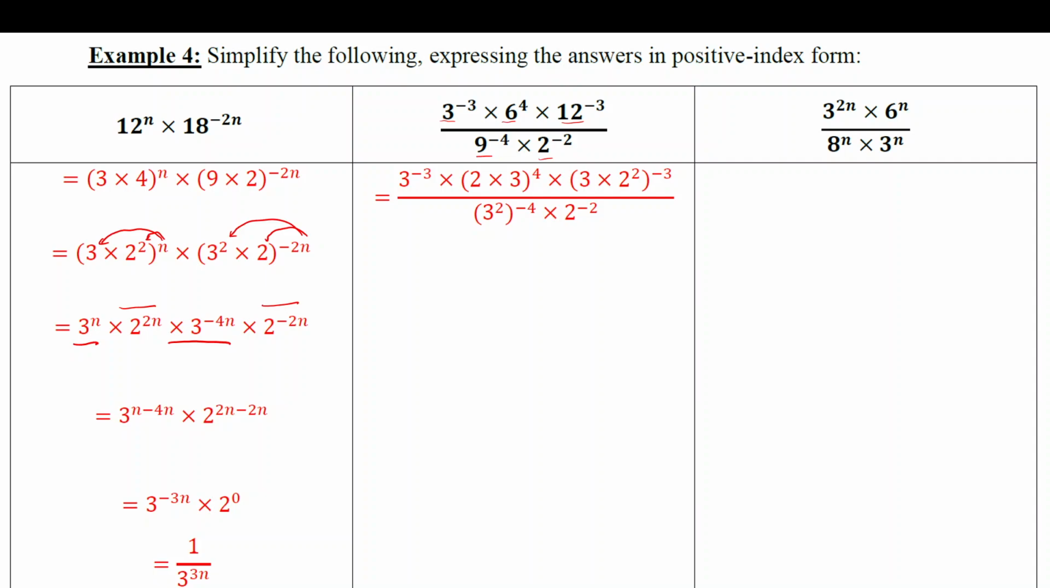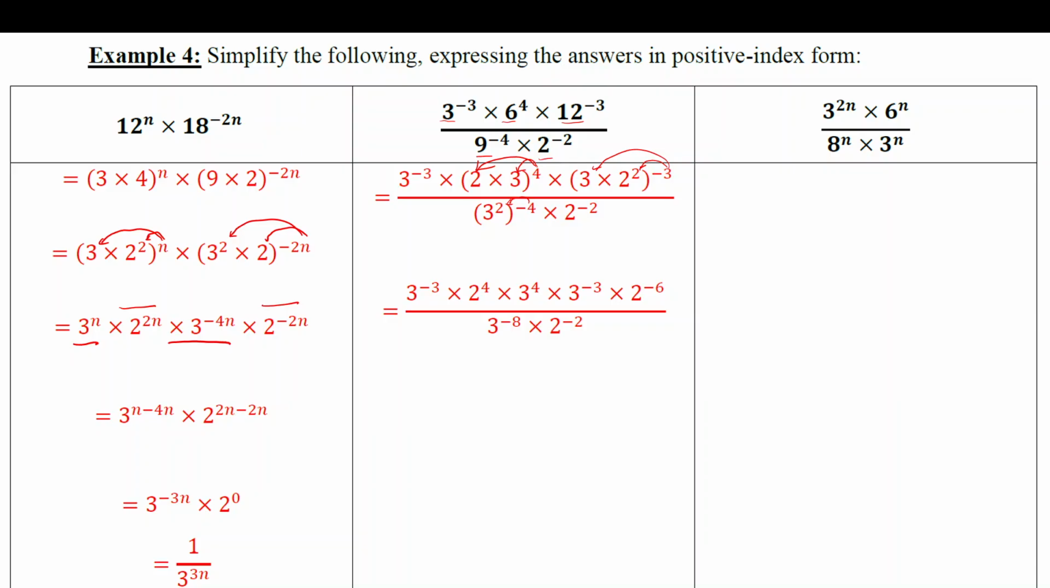And then we can simplify. So let's just get those powers brought into those brackets. Okay, so as you can see here, this 4 will go here and here. This negative 3 will go here and here. And this will go here. So let's just take care of that.